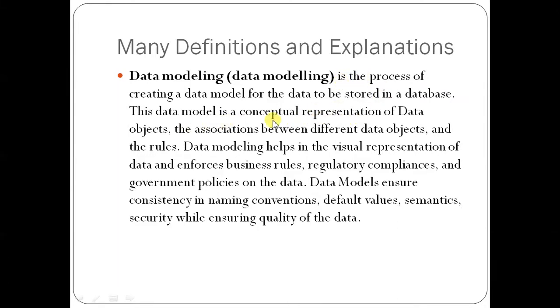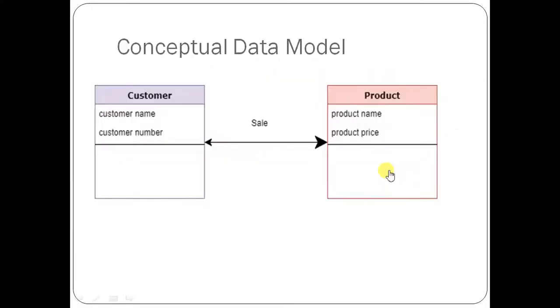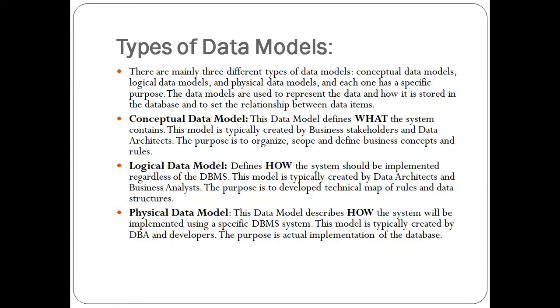And this model is a conceptual representation. Conceptual means, I will show you the diagram now. What is the meaning of conceptual? It is represented in terms of entities and relationships. It helps in the visual representation of data, and enforces business rules. For example, let me show you first. This is the conceptual. There are three types of data models: conceptual data model, logical data model, and physical data model.